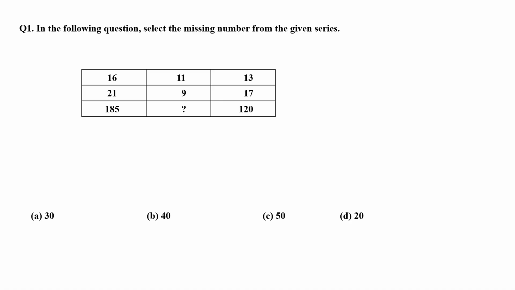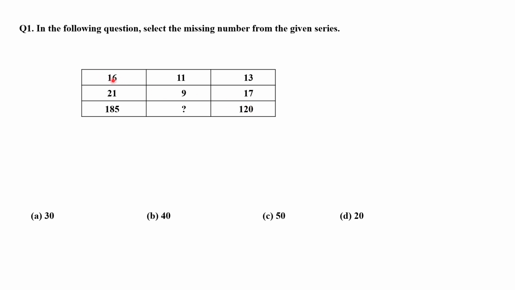So this is the chart logic question. Here you have to find the missing number. In this type of question, first you have to find a relation between the numbers which are given here. You can form the relation either row wise or column wise. If you see 16, 11 and 13, there is no relation between the columns, isn't it?